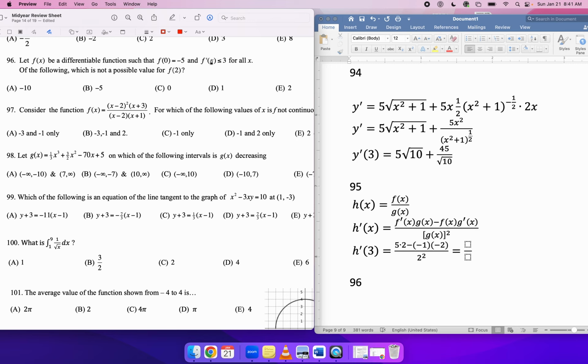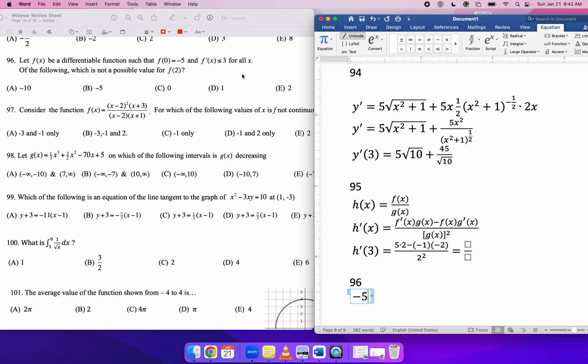What that's doing is putting an upper bound on how much the function could increase between 0 and 2. Since the rate of change is always less than or equal to 3, the most the function could increase would happen if f prime were just equal to 3 the entire time, right? If it had a slope of 3, from 0 to 2 it would increase by 6, and the value of the function would be negative 5 plus 6. So 6 is the most the function could possibly increase by.